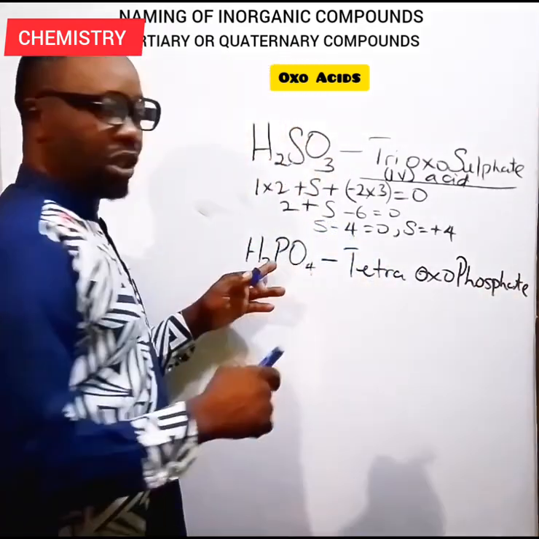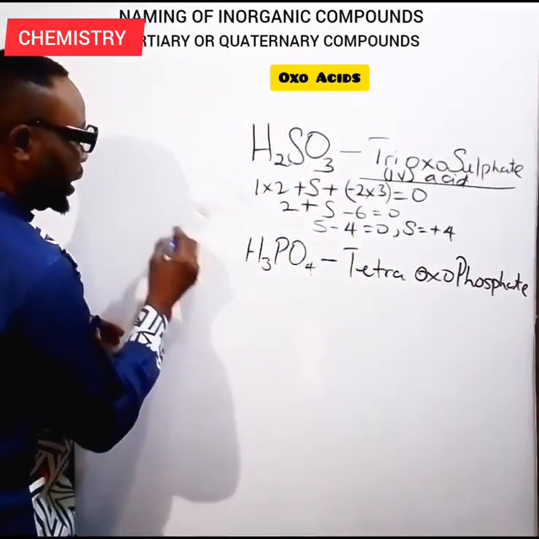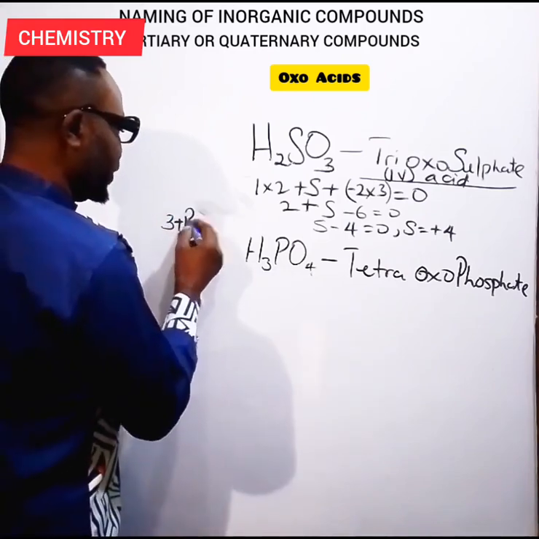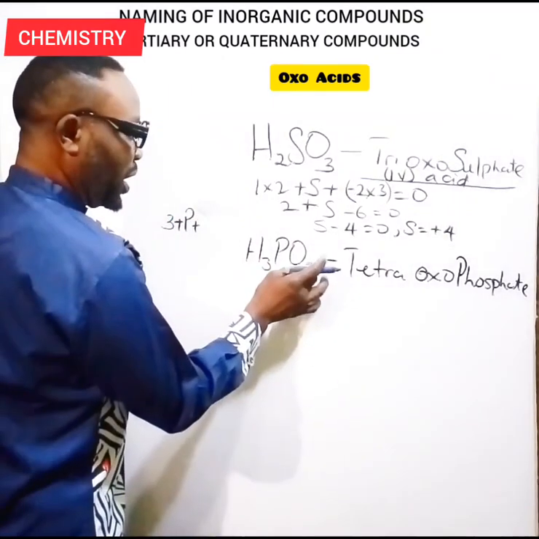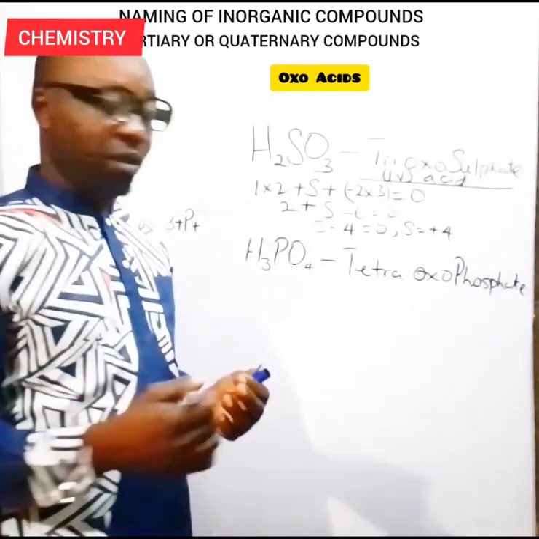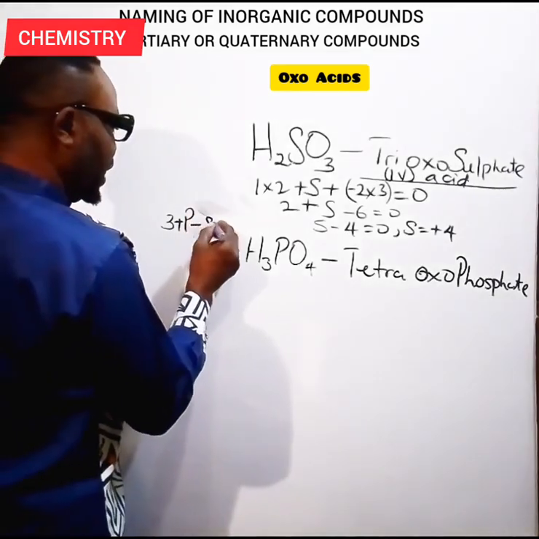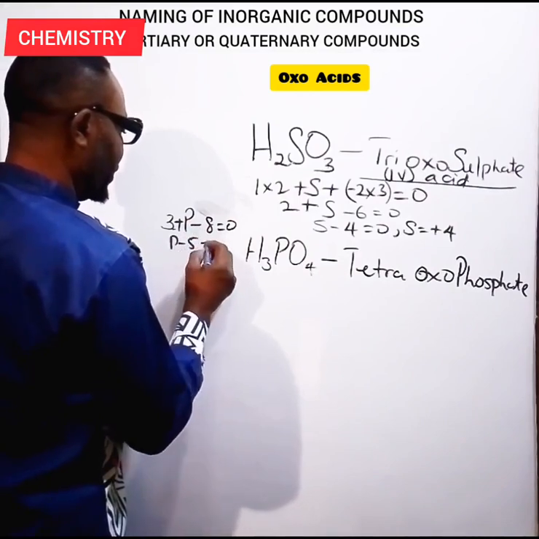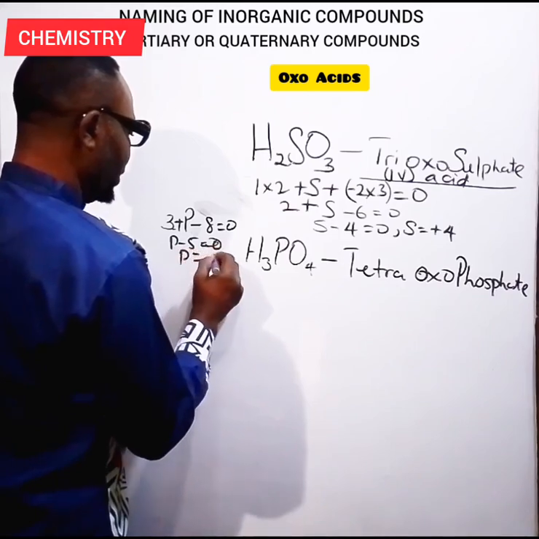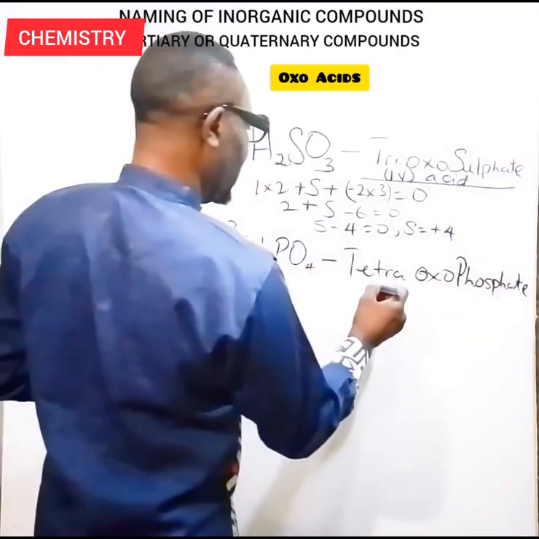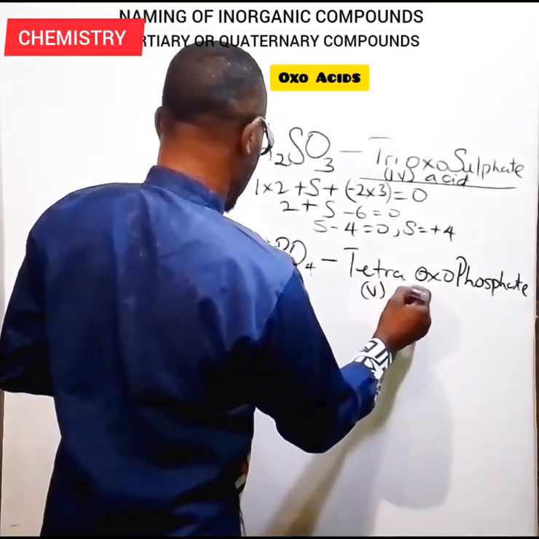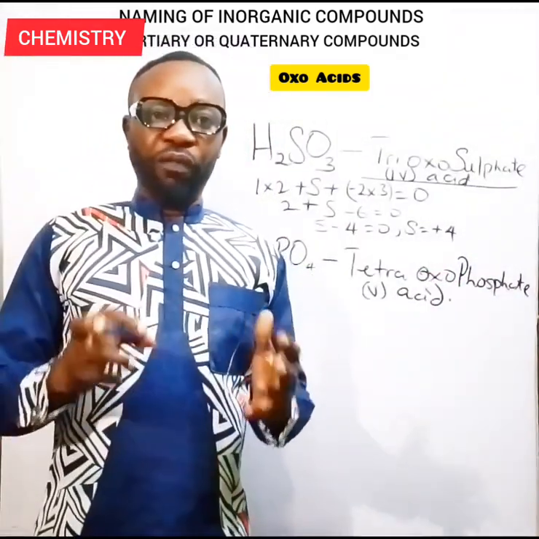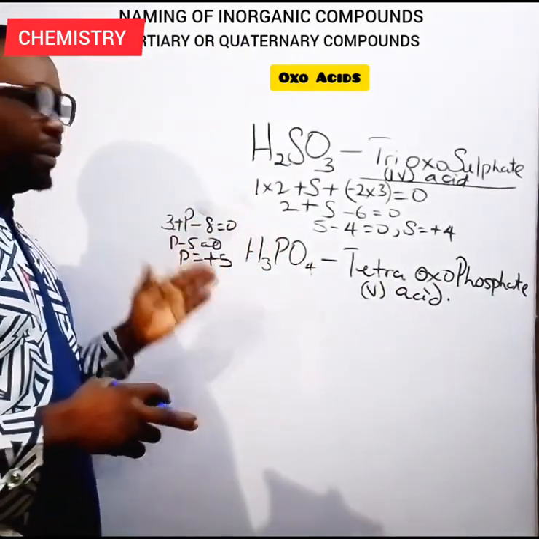Then you calculate the oxidation number of this phosphorus. Let's quickly do that here. That is, we have 3 hydrogen, that's 1 times 3 is 3. Plus phosphorus. Plus, then we have the oxidation number of oxygen in this compound state, which is minus 2. Minus 2 times 4, that's minus 8, is equal to 0. So that will be what? 3 minus 8, that is minus 5. P minus 5 is equal to 0. That's P is equal to plus 5. So this will be what? Phosphate 5 acid. Tetraoxo phosphate 5 acid. That is the name of this kind of compound that we have here right now.